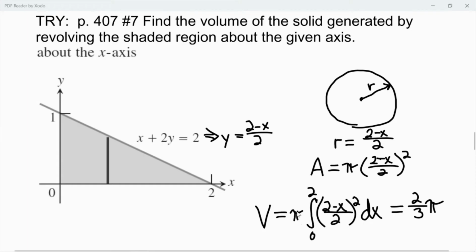Now, notice I left the pi out here. It would be okay to put the pi inside of the integral, but the reason I put it on the outside is because I want to have an opportunity to identify if I do have an exact solution. So when I plugged this into the calculator, the integral from 0 to 2 of ((2 minus x) over 2) squared dx, I got a value of 2/3. So now I know my exact solution is 2 pi over 3, or 2/3 pi.